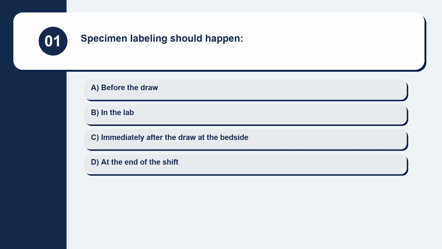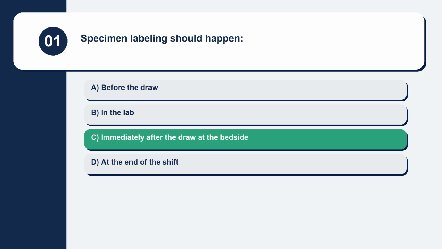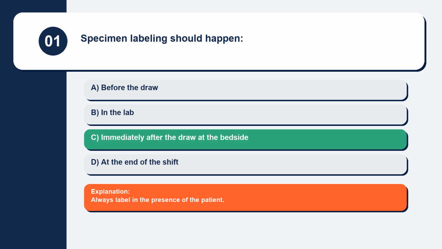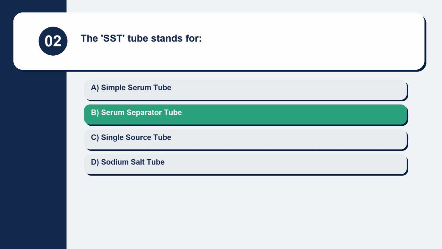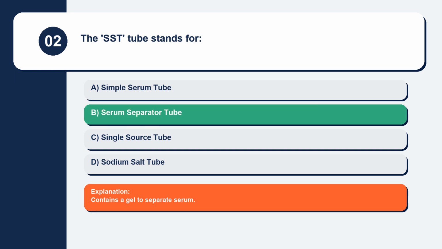Question 1. Specimen labeling should happen before the draw, in the lab, immediately after the draw at the bedside, or at the end of the shift? Always label in the presence of the patient. Question 2. The SST tube stands for Simple Serum Tube, Serum Separator Tube, Single Source Tube, or Sodium Salt Tube? It contains a gel to separate serum.